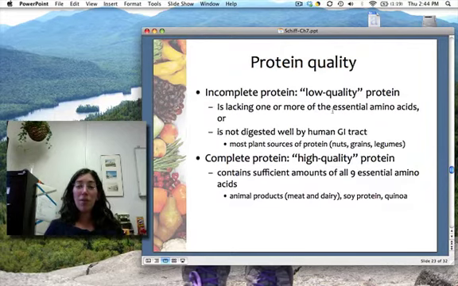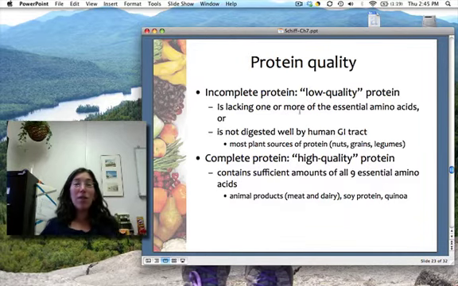So animal proteins tend to be complete proteins or high quality proteins, while plant proteins tend to be incomplete or low quality proteins. So an incomplete protein is a food that lacks one or more essential amino acids. Okay.